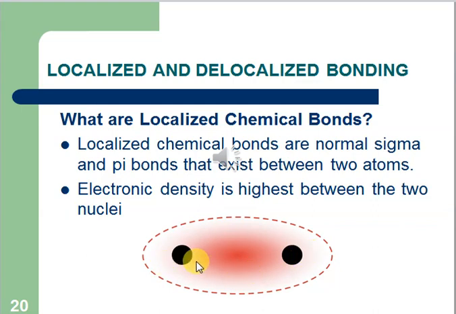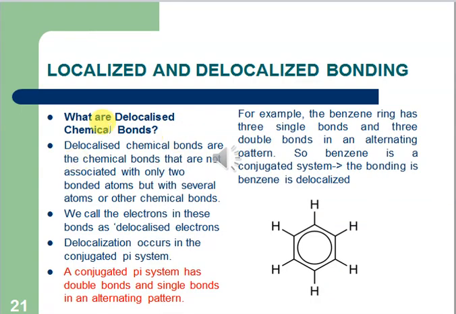So let's consider the other concept of delocalized bonding. What are delocalized bonds? These are chemical bonds in which the electronic density is not associated with only two atoms, but the electrons are part of more than two atoms. In short, if the electronic density is not fixed between two atoms but is spreading over more than two atoms, then such a bond is called a delocalized bond, and such bonding is known as delocalized bonding.